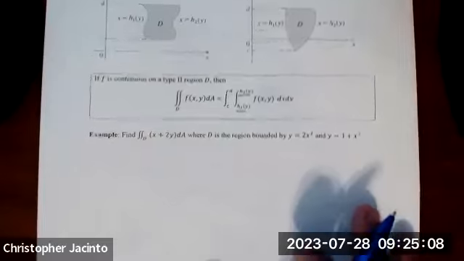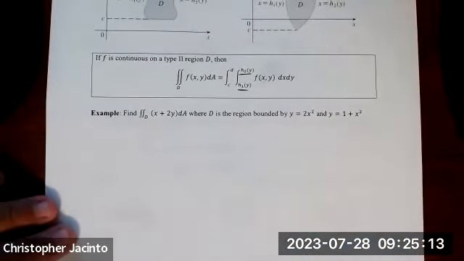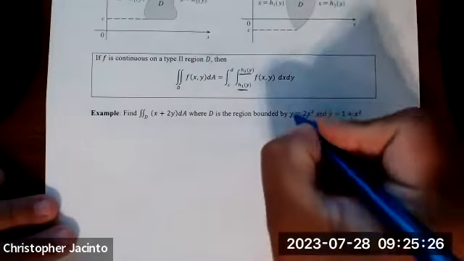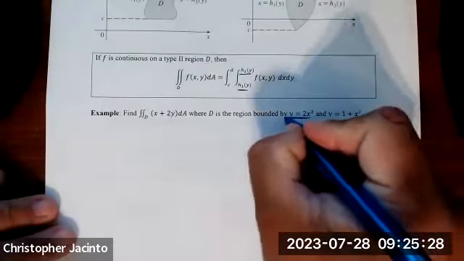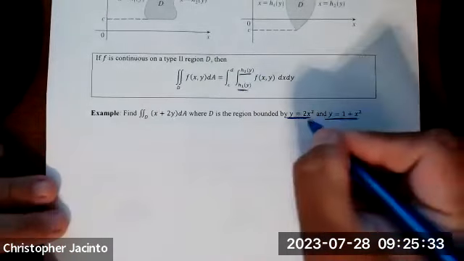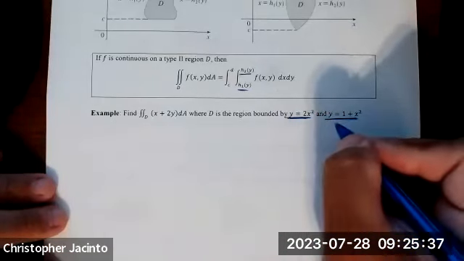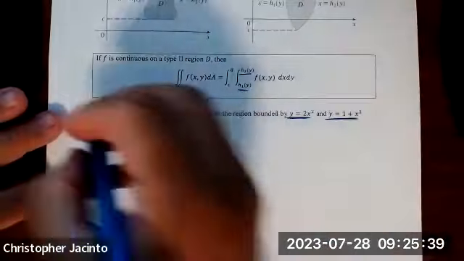Okay, so let's try the example. Find the integral over the region D of x plus 2y dA, where D is the region bounded by y equals 2x squared and y equals 1 plus x squared. In my opinion, what I suggest you do is just draw it to see what's going on as best you can. Some of these are too difficult, but the good thing is it's only x, y, so it's not in 3 dimensions yet. It's just a nice 2D model.